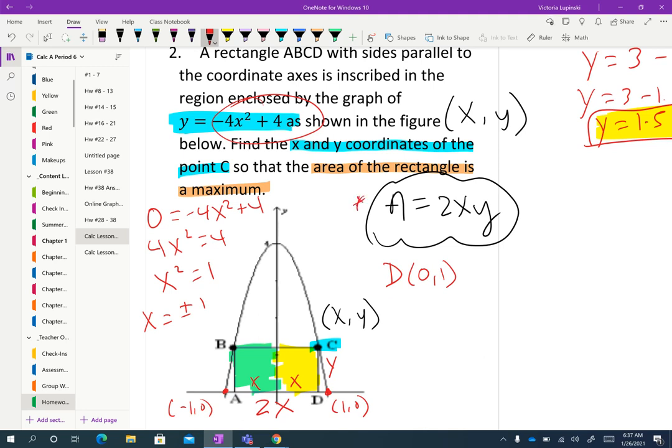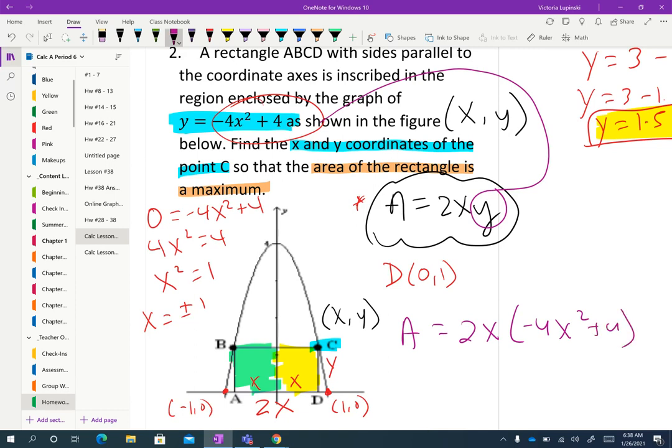So taking a look at everything I have so far, because of the fact that I am trying to maximize my area, 2x times y, just like before, we want to go ahead and rewrite that using a single variable. So area equals 2x times negative 4x squared plus 4. Now, of course, we're going to go ahead and distribute. So negative 8x cubed plus 8x.